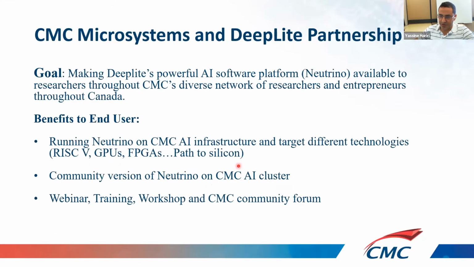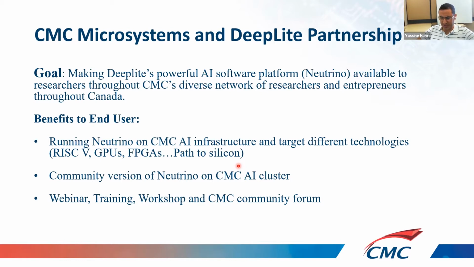So let me give you a high-level overview about this partnership. The goal here is to make Deeplite's powerful AI software platform, Neutrino, available to researchers across the CMC Design Network, National Design Network. So the benefit to the user by using Neutrino on CMC AI Cluster is to have access to a broad range of platforms, including RISC-V, GPUs, FPGAs, and even path to silicon.